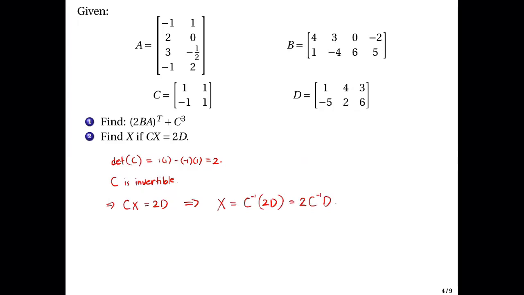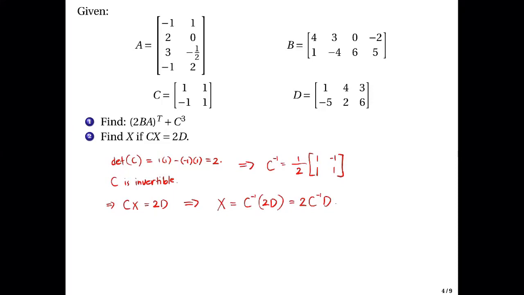Now, let's find C inverse. We know that the determinant of C is equal to 2. So let's continue up here. Therefore, C inverse is equal to 1 over the determinant of C, which is just 2, times, what do we do? We interchange 1 and 1, but it's still 1 and 1 in here. And then we negate this, we negate this. So this is 1, this is negative 1. Okay?